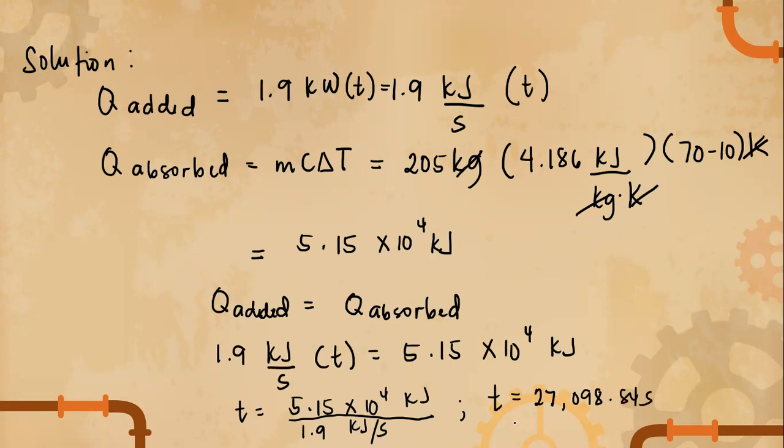Therefore, the time is equal to 27,098.84 seconds, or in hours, 1 hour is equal to 3,600 seconds. Conversion: 1 hour is equivalent to 3,600 seconds. Therefore, the time is 7.53 hours.